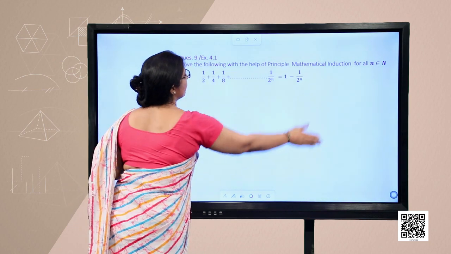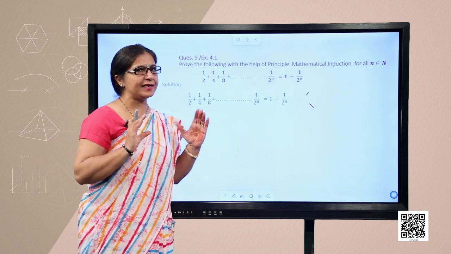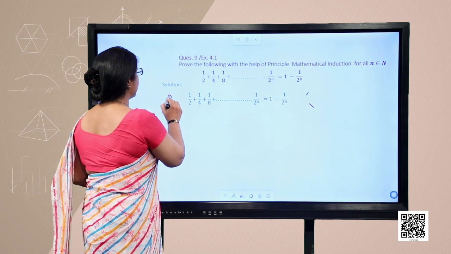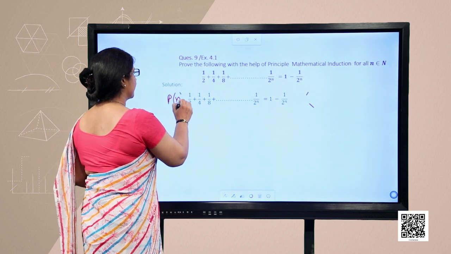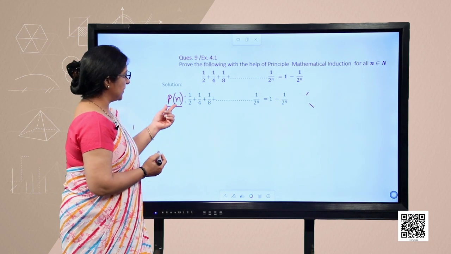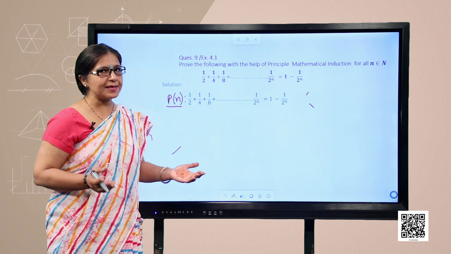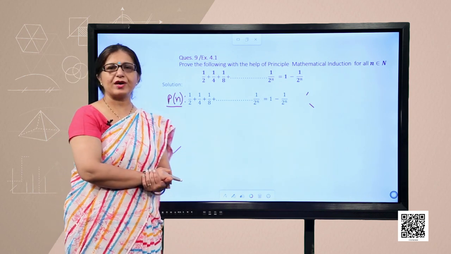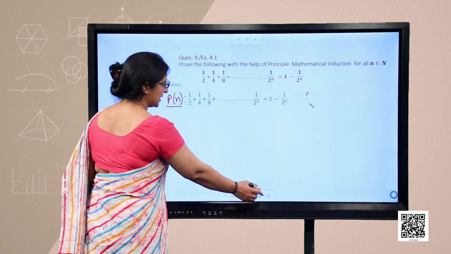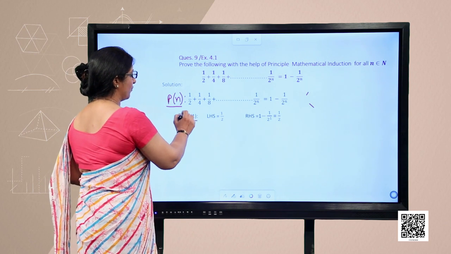As you know, the first and basic step is to assume the given statement as Pn. The given statement will first be named as Pn, the rest of the statement is the same. What is the next step? The next step is we need to verify it for n equal to 1. For n equal to 1, let us see the left hand side for proving P1.